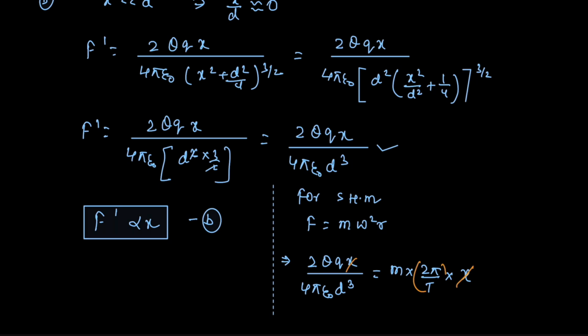This is whole square. So when we solve it, we will get T is equal to the square root of m pi cube epsilon naught d cube divided by capital Q small q, to the power 1 by 2. This is the answer.